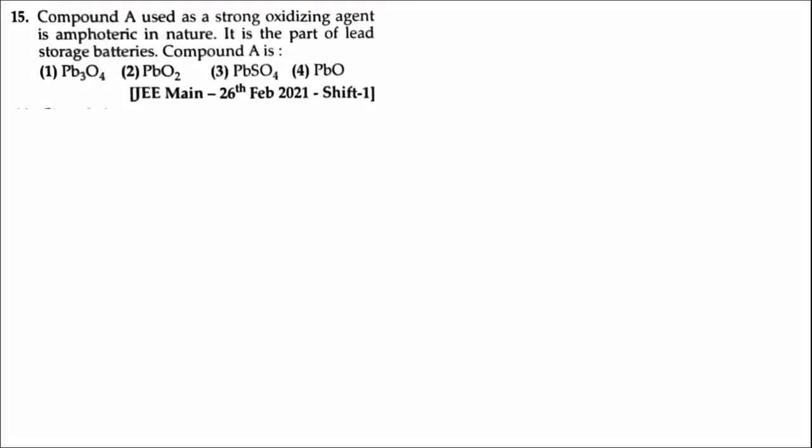Compound A used as a strong oxidizing agent is amphoteric in nature. It is the part of lead storage batteries. Compound A is PbO2. It acts as cathode in lead storage batteries. Now in this compound, lead oxide, lead shows 2 oxidation states, that is plus 2 and plus 4, and in this compound the oxidation state shown by lead is plus 4.